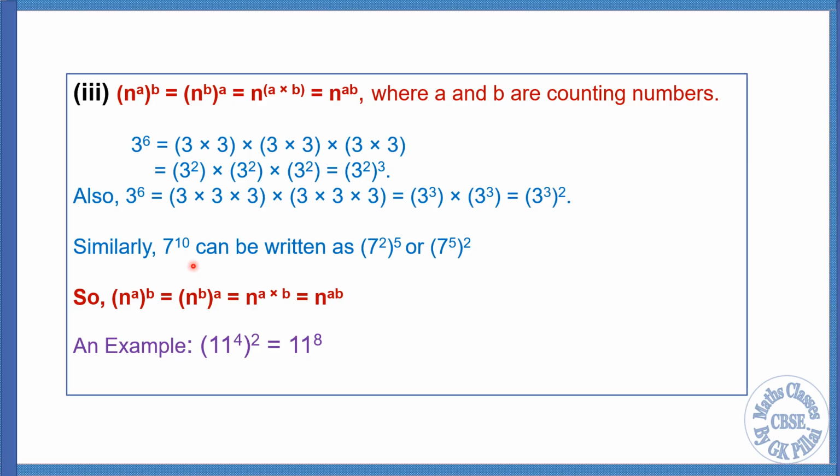So 7 to the power of 10 can be written as 7 to the power of 2 raised to the power of 5 or 7 to the power of 5 raised to the power of 2. So once again, n to the power of a raised to the power of b will be the same as n to the power of b raised to the power of a, and that will be n to the power of ab. Here there is an example: 11 raised to the power of 4 whole power 2 will be 11 raised to the power of 8.